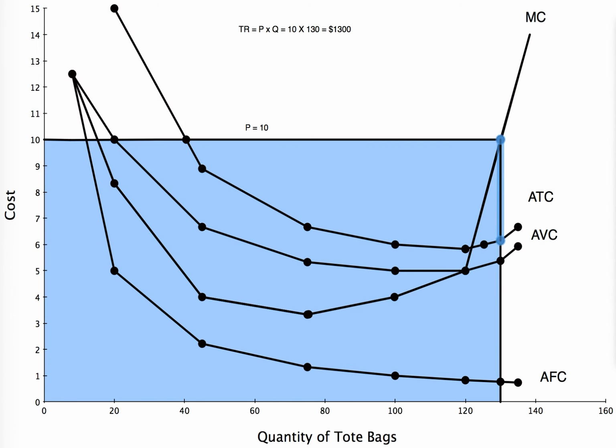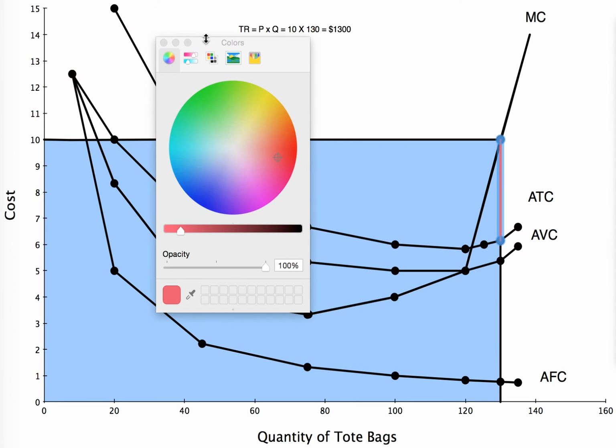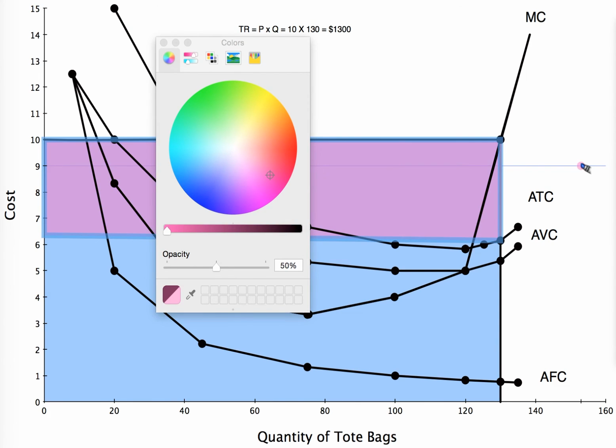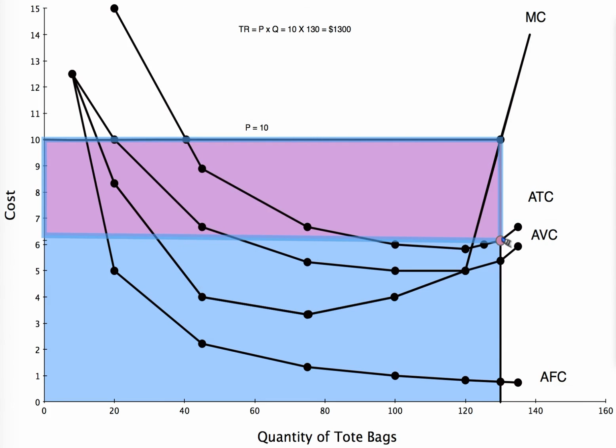So let's shade. Let's change the color here. Okay. And let's shade in that difference between the price that we are selling it for and our per unit cost for those 130 units. So you can see here that we're selling it for 10. The per unit cost is $6.25. We're making $3.75 a unit, and we're selling 130 units.